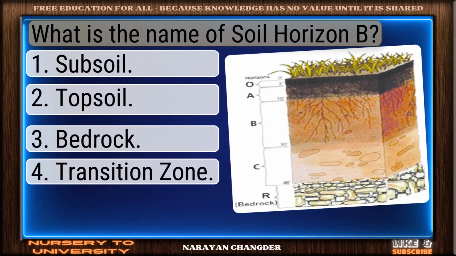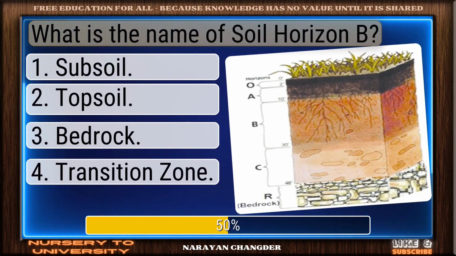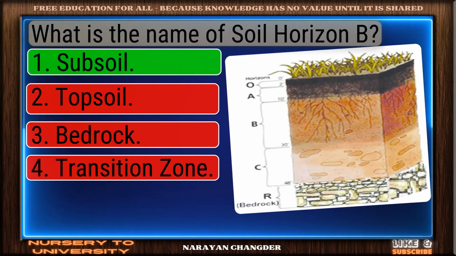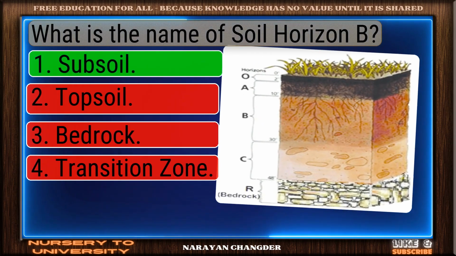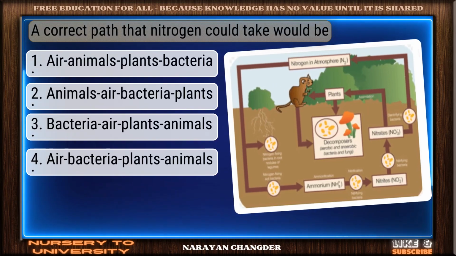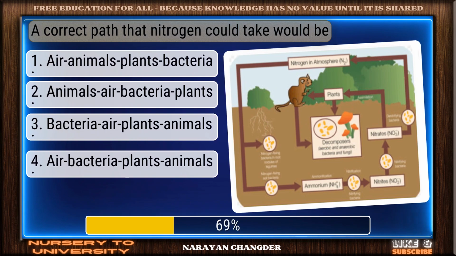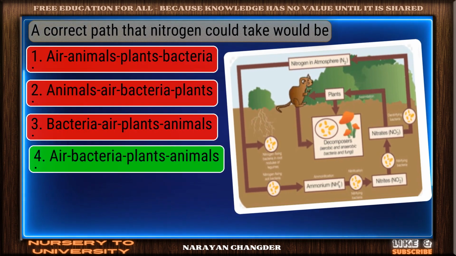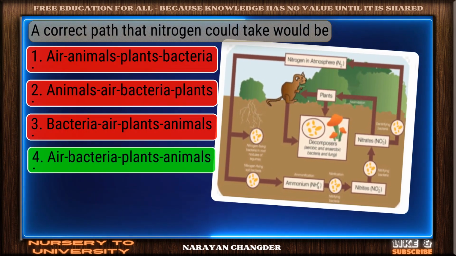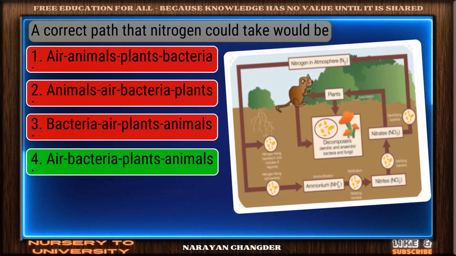What is the name of soil horizon B? You got it. Your choice subsoil is right. A correct path that nitrogen could take would be: On track. Air, bacteria, plants, animals is the correct answer.